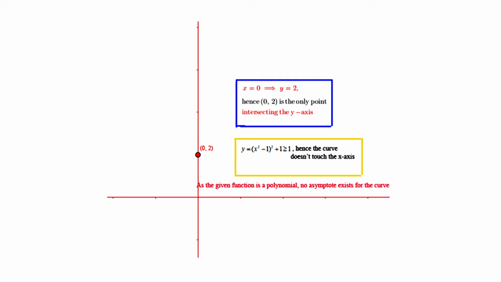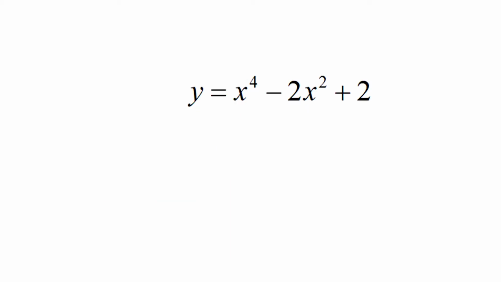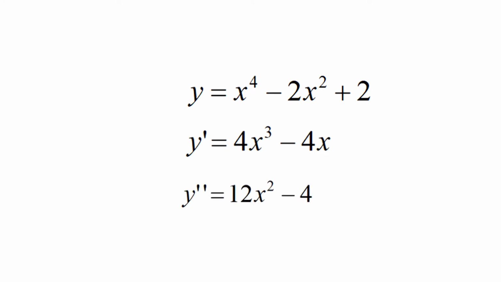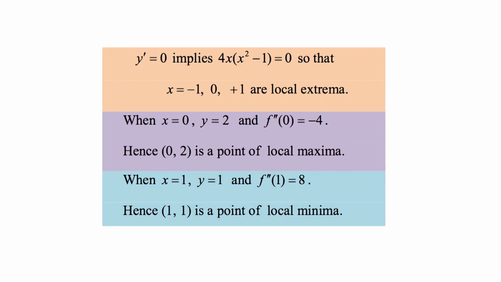Let us now move on to the derivatives. We have y is equal to x to the power 4 minus 2x square plus 2, thus y dash is equal to 4x cube minus 4x, and y double dash is equal to 12x square minus 4. Y dash is equal to 0 implies 4x into x square minus 1 is equal to 0, so that x is equal to minus 1, 0 or plus 1 are local extrema.